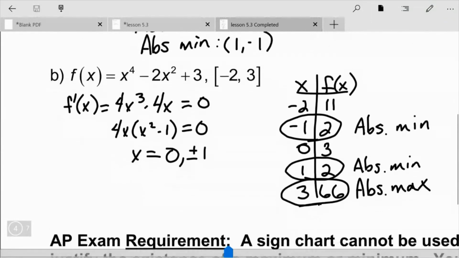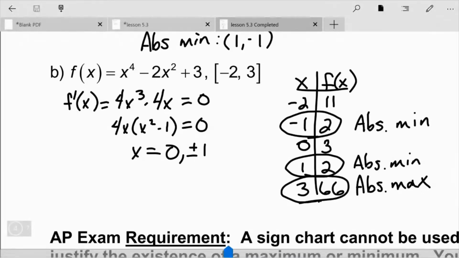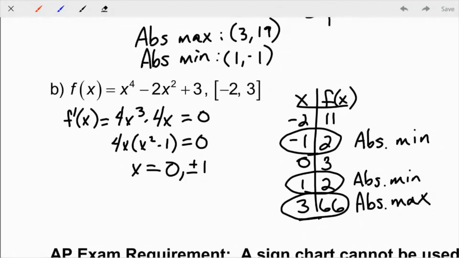Okay, and here's what you should have come up with on that one. I took my derivative, I set it equal to 0, I got it into a factored form, and there were actually 3 critical points, and they're all within my interval -2 to 3. So I set up my table this time, and in my table, you can see that I've got -2, 11, -1, 2, 0, 3, 1, 2, and 3, 66.